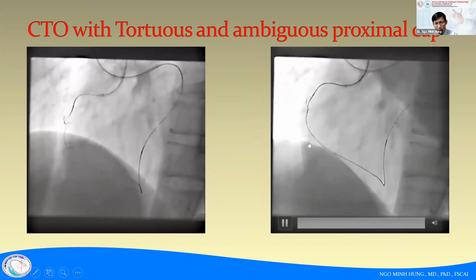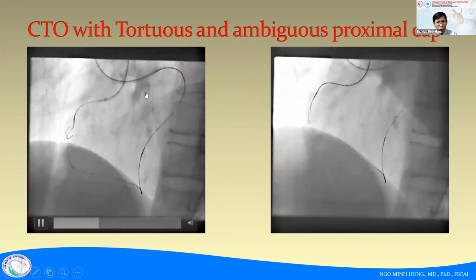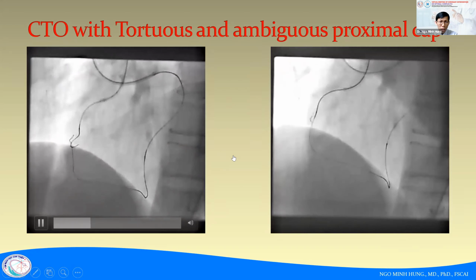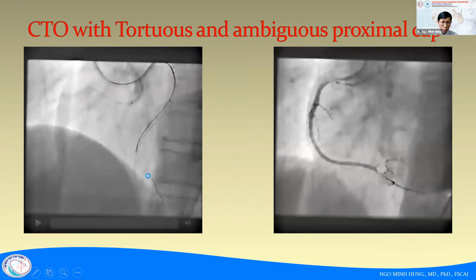And this is the dual guiding catheter approach, from the left to the right, and then sorry, cannot work.